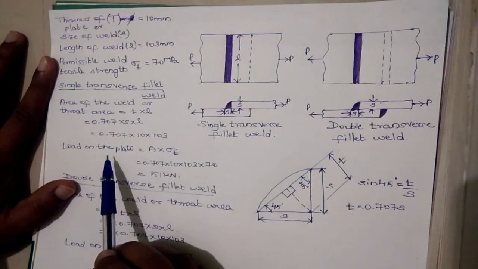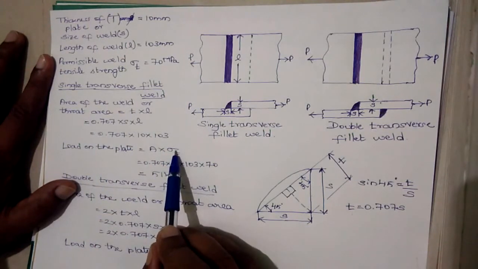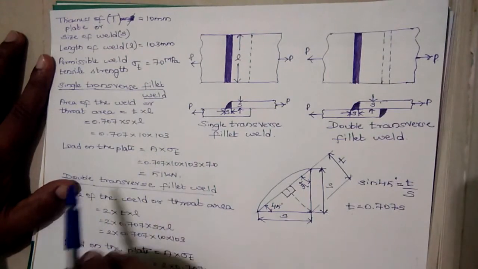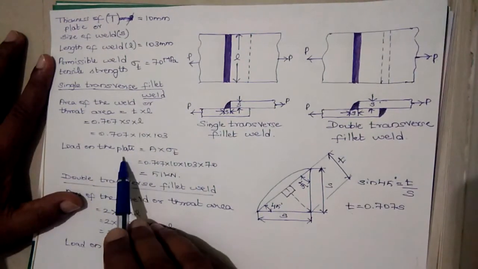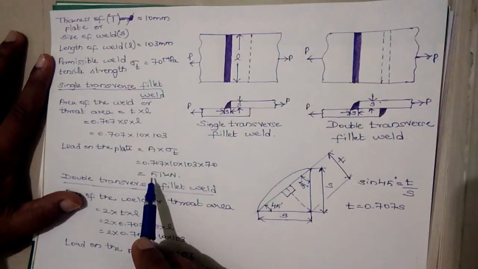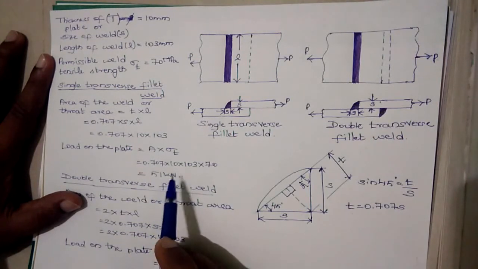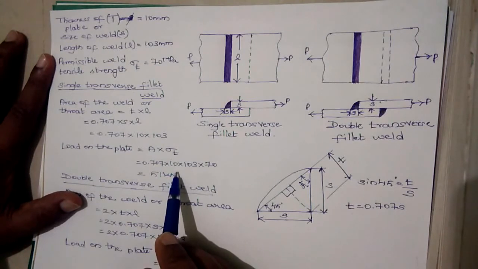Now, since the permissible tensile strength of the weld material is known, multiplying this with the area of the weld gives the load bearing capacity of the plate in tension. So we get the load value as 51 kilonewton. Up to 51 kilonewton of load applied to the plate, there won't be any failure of the weld in tension. Beyond the value of 51 kilonewton, there is possibility for the weld to fail.